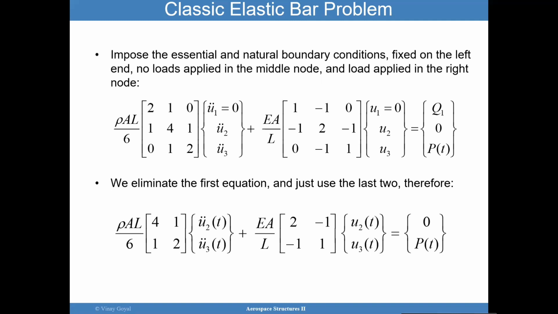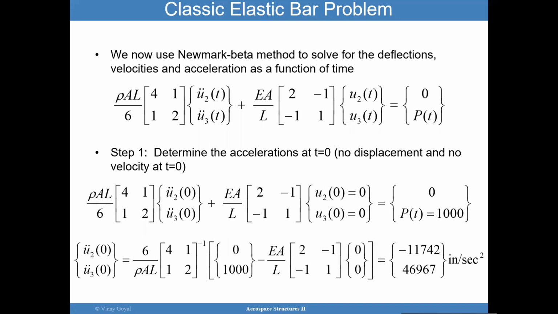So I have imposed the boundary condition, the spatial boundary condition. Now we're going to use the Newmark beta method to solve for the deflections and velocities and acceleration as a function of time. That is the goal. So the first step is to determine the accelerations at time equals 0, because there's no deflections and velocities at time equals 0. As a consequence, I know that the deflections are 0 here. We talked about that. That's what the problem statement stated.